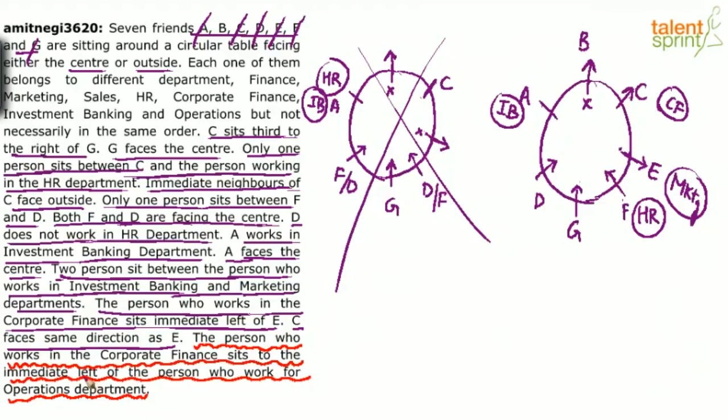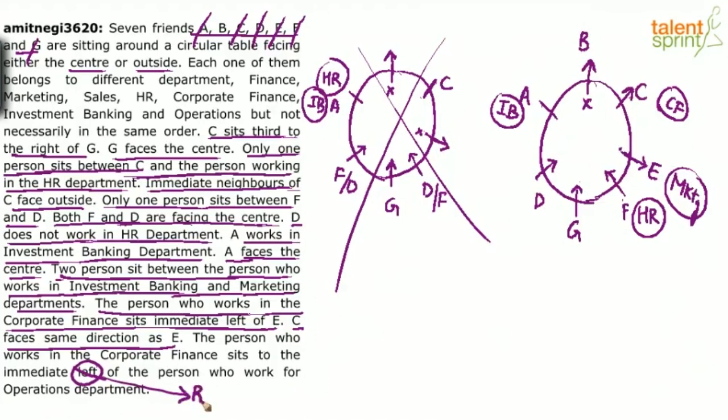Again, you are not supposed to change the question. In the exam also you cannot do it. But because we are unable to complete it from the given data, what we can try is change it to right. See what happens. Let's take it as right. Now the person in corporate finance sits to the immediate right of operations. In that case, B will come in the operations department.